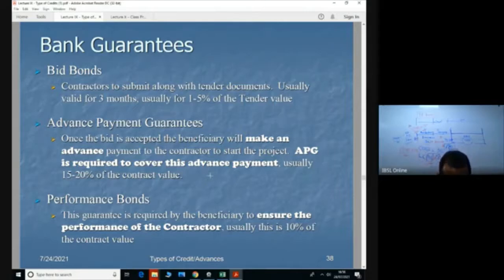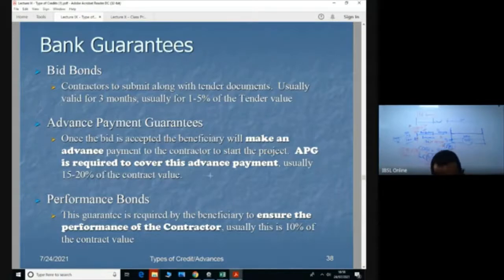Then you have advance payment guarantee. That means to start any work, the authority will give some money, right? So the bank needs to guarantee that the customer will work for that amount. Otherwise, we will honor that payment, return that payment. That is called advance payment. We have bid bonds, we have performance bonds, we have advance payment guarantee.